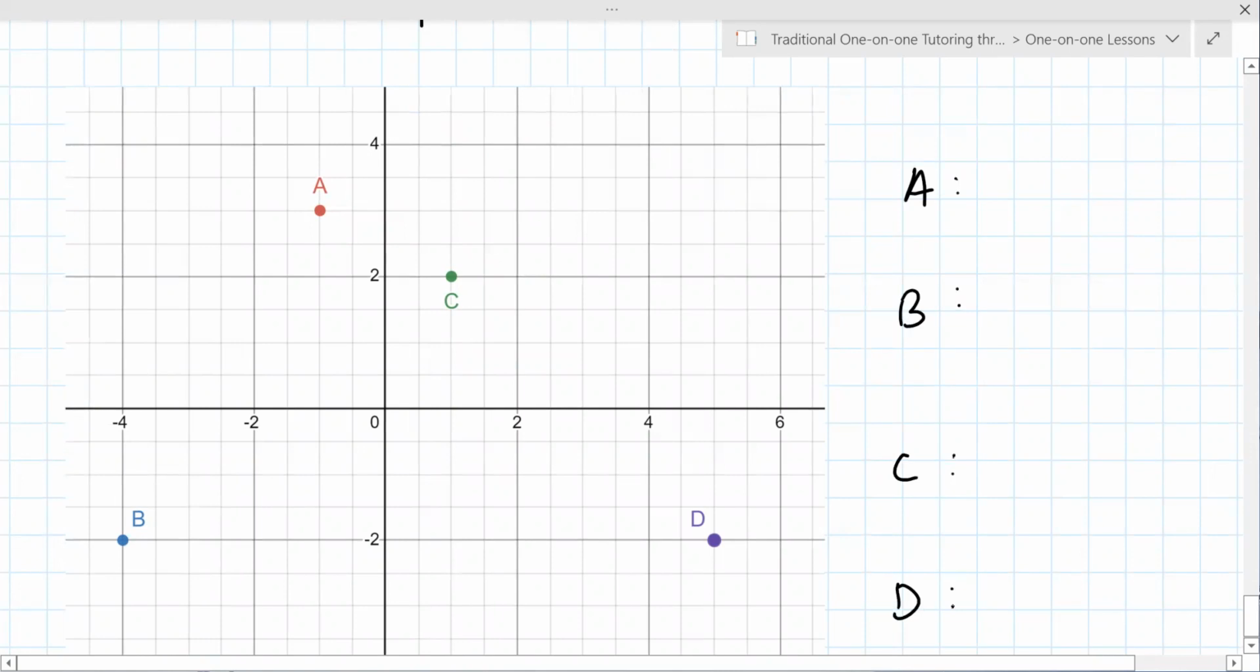Do you see A in red? Yes. I'm asking for the ordered pair of A. How do you get to A? Basically, how do you get to A from the origin? No, no, no. I'm just asking for the ordered pair.